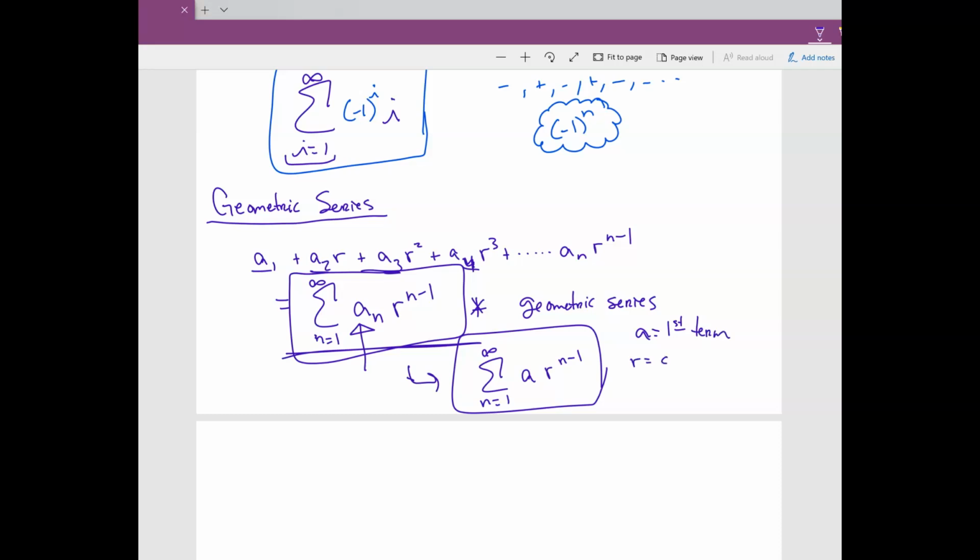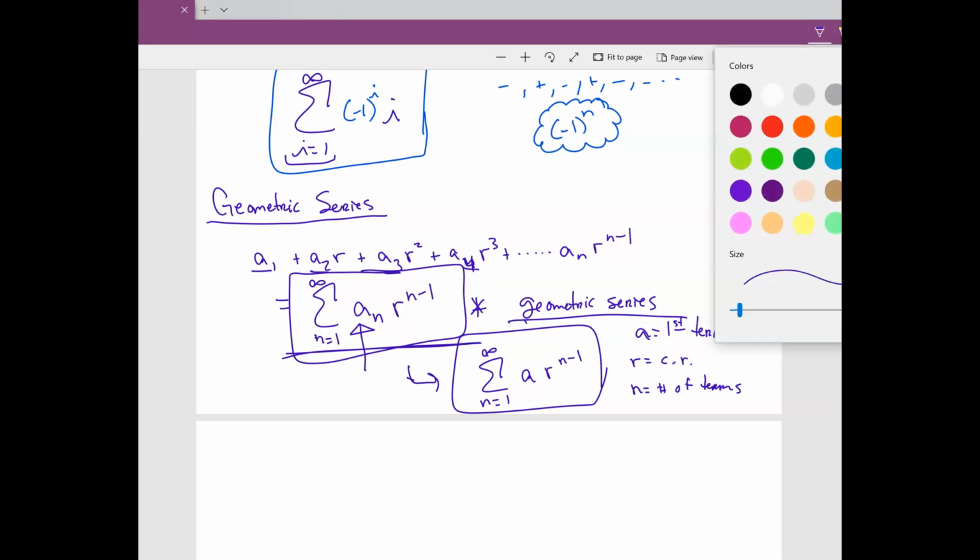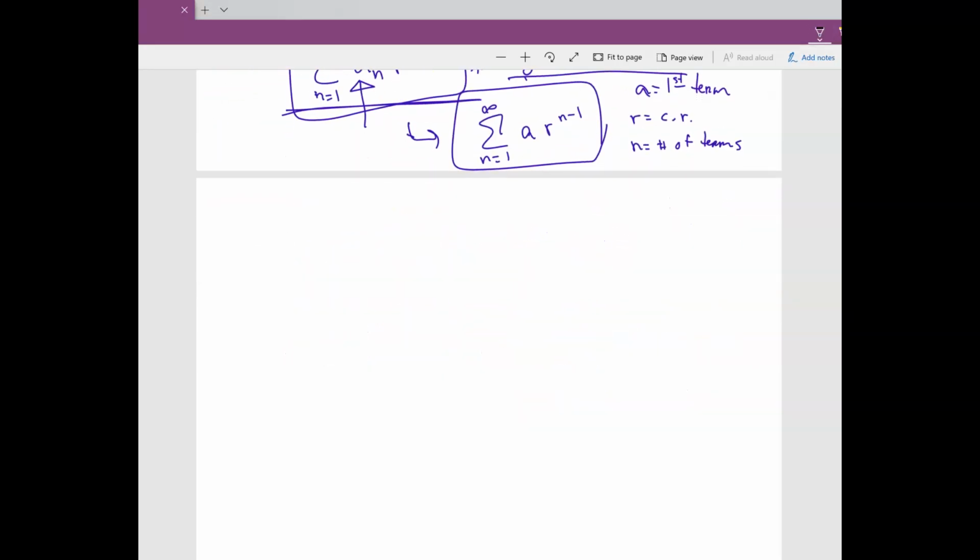R is just a common ratio. Let me just write it as CR, and then n is the number of terms. So if we have a summation notation and we identify it like that, then we know that it's going to be a geometric series.